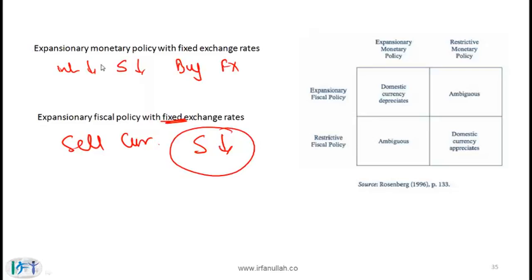Note that with expansionary monetary policy and expansionary fiscal policy, given that we have fixed exchange rates, the currency will depreciate. That's what we see in this table over here. Expansionary monetary policy and expansionary fiscal policy cause the domestic currency to depreciate. Then the rest of the cells in this table become obvious. Restrictive monetary policy and restrictive fiscal policy will cause the currency to appreciate, and these two cells are ambiguous.